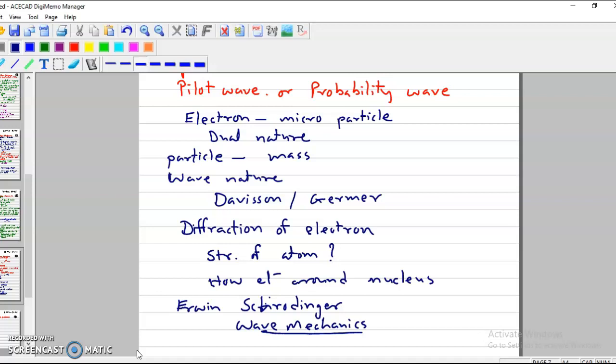So in the next lecture I will explain Schrödinger's wave equation.